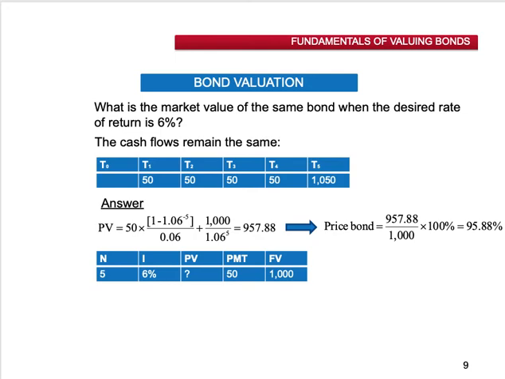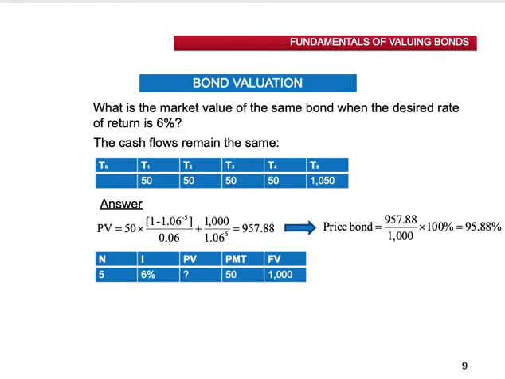But now if you own the same bond but the market rate is going to be 6%, your bond has actually devalued to 957.88, which is exactly equivalent to 95.88% of the face value. Why is that? Because in the previous example, the coupon payment is 5%, but the yield is also 5%. So you would need 50, but you also get 50. So you're willing to pay 1000 for the bond.